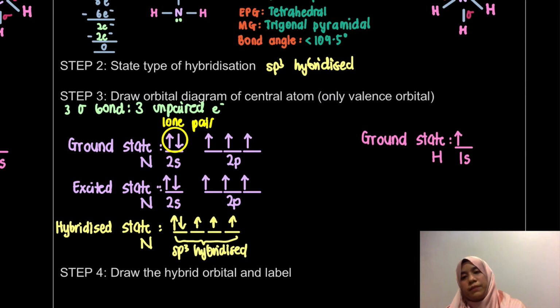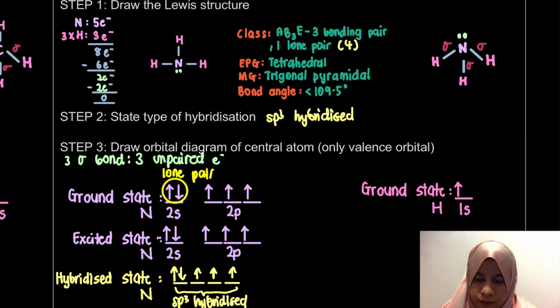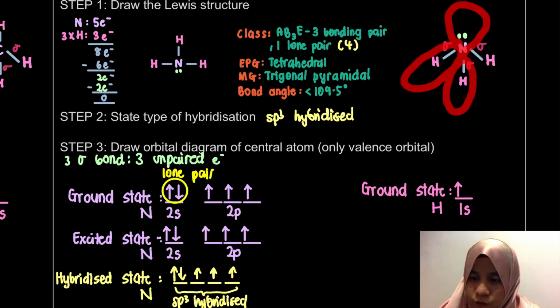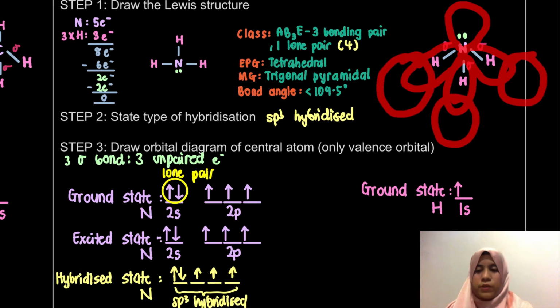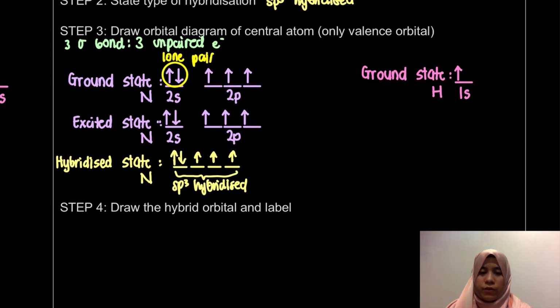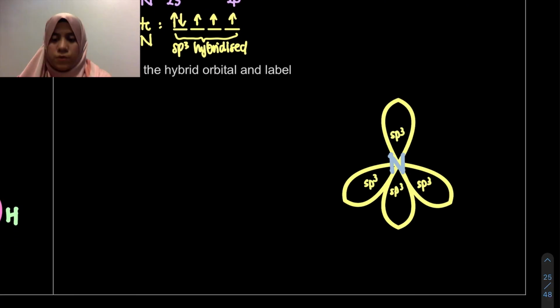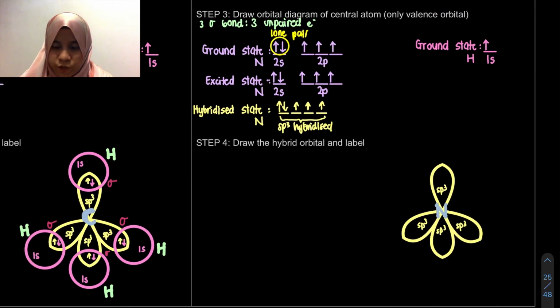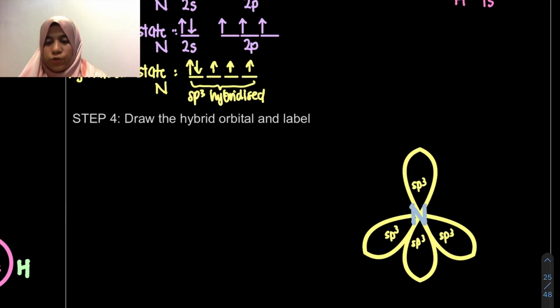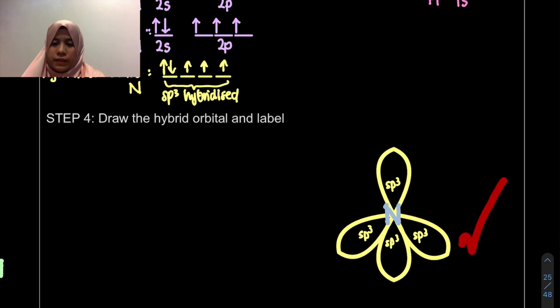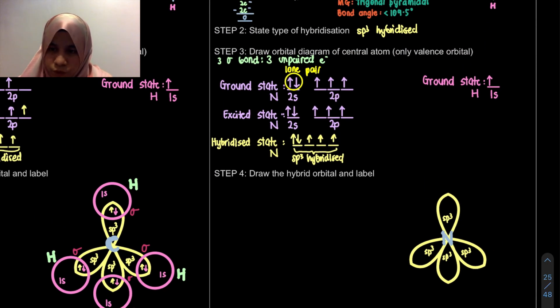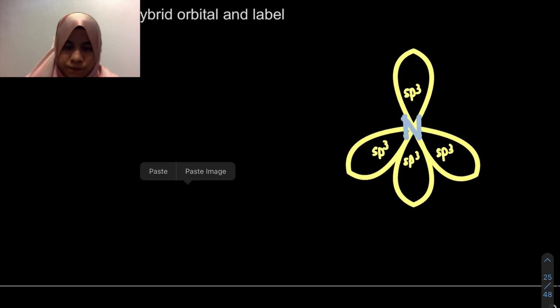Okay, so how do we draw this, miss? Okay, so from here, the drawing is based upon our tetrahedral. Still based upon tetrahedral. So here we have 1, 2, 3, 4, then there are 3 hydrogen, so 1, 2, 3. So how does it work, miss? Okay, let's see. Draw the hybrid orbital and label. So now, N, if it is sp³ hybridized, its shape must be tetrahedral. So first we draw the tetrahedral like this. Then we look at the shape of our Lewis structure. We do it side by side.